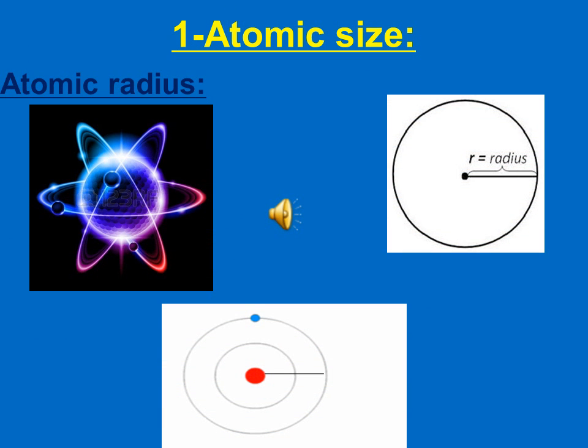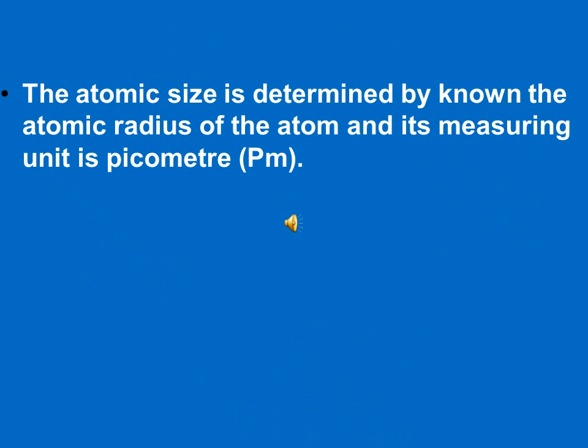First, atomic size. Atomic radius. What is the atomic radius? The atom looks like a circle or a ball. So the radius of the atom looks like the radius of a circle or the radius of a ball. If you want to measure the size of the atom, we must measure its radius, the atomic radius.